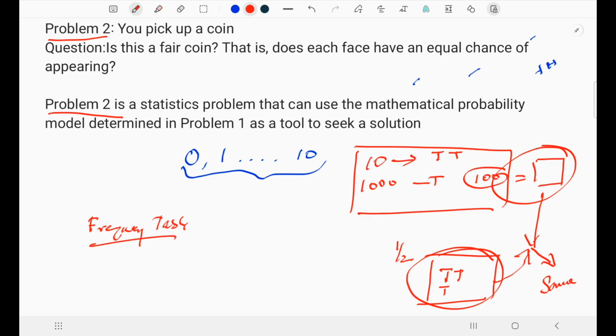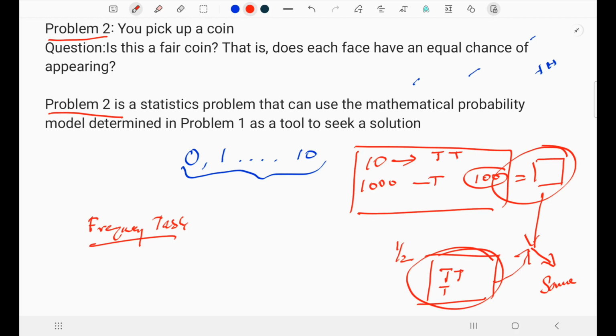So in problem 1 we form our answer from logical deductions, but in problem 2 we form our answer by observing experimental results. These are the two differences we have in the problems of probability.